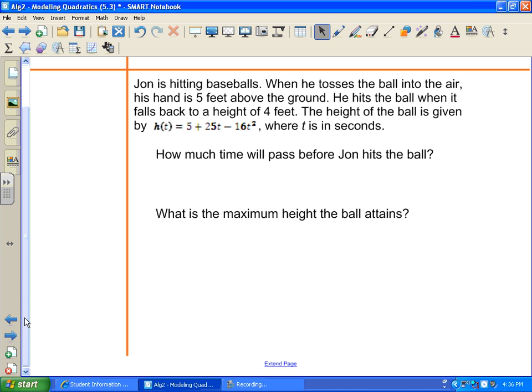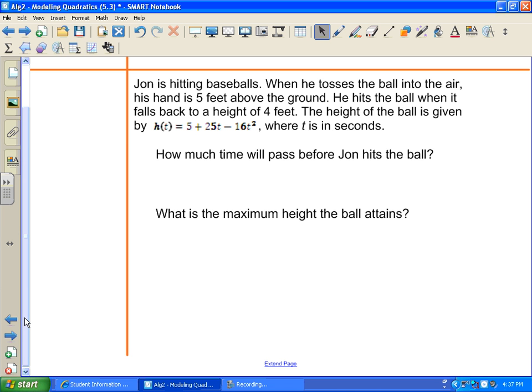When he tosses the ball into the air, his hand is 5 feet above the ground. He hits the ball when it falls back to a height of 4 feet. The height of the ball is given by h(t) equals 5 plus 25t minus 16t squared, where t is in seconds. Okay, this is very similar to that first problem we did. Let's go ahead and take a look at this one.